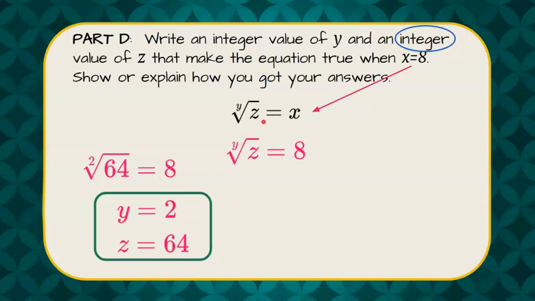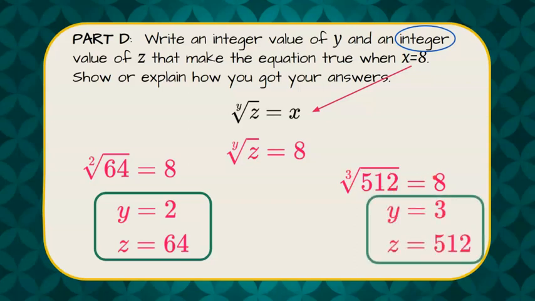I could also replace the y here with 3, making it a cube root. And 8 times 8 times 8, so 3 eights repeatedly multiplied, is 512. So the cube root of 512 is 8. So I could also say that y was equal to 3 and z was equal to 512. Both of these are fair answers. One is not more correct than the other.